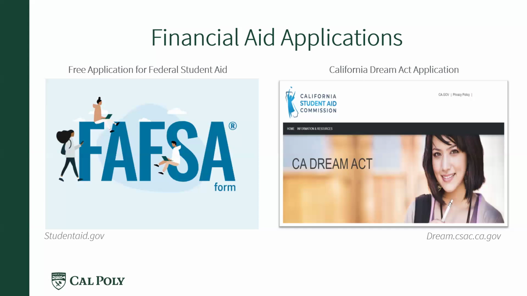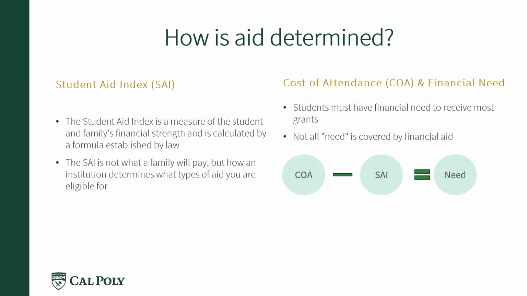The applications collect income, asset, and other information about a student and their family in order to assess a family's resources for paying for college. Both applications produce a Student Aid Index, or SAI. The SAI is a measure of a family's financial strength. The SAI is not what a family will pay, but rather a tool an institution uses to determine what aid you are eligible for.